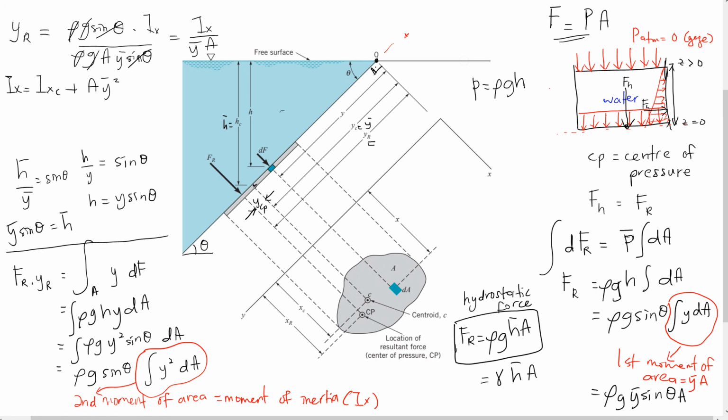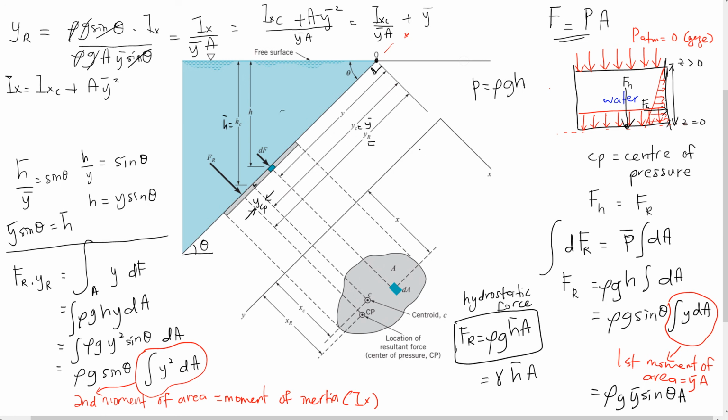So we replace this into the equation. We should get Ixc plus A y bar square divided by y bar A. So Ixc divided by y bar A, plus y bar. Basically A and y bar have been cancelled, another y bar here. So what is left is y bar. So this is for YR.